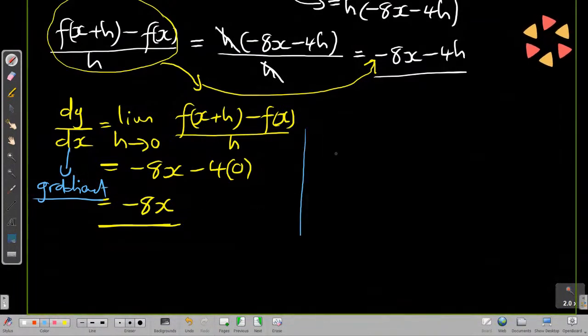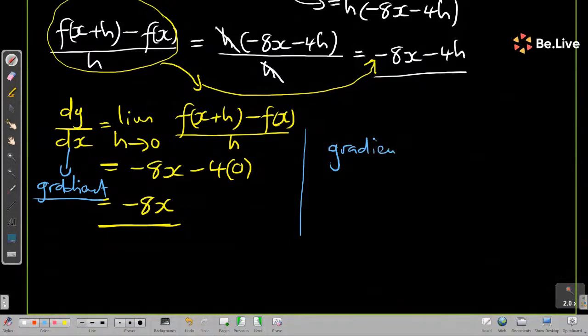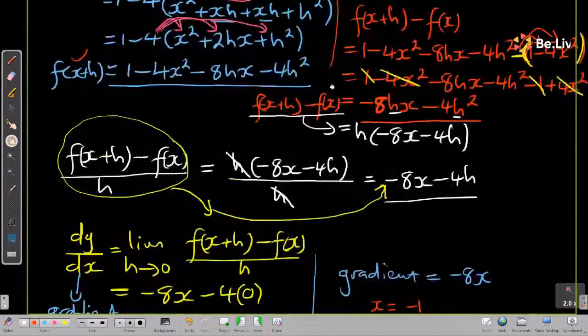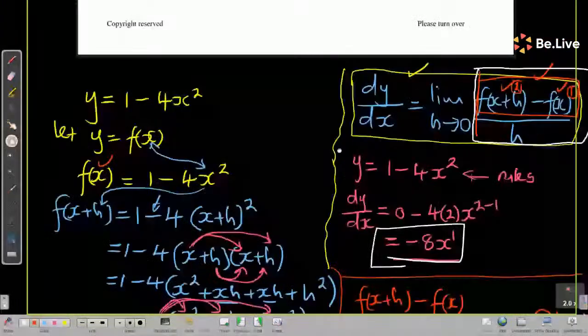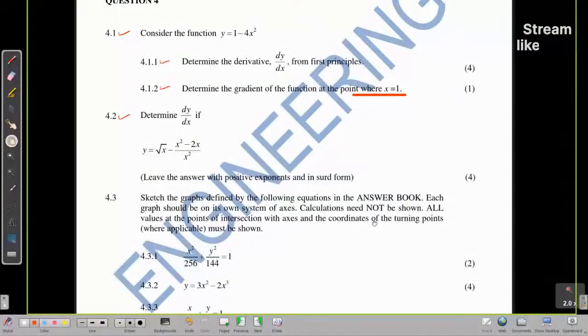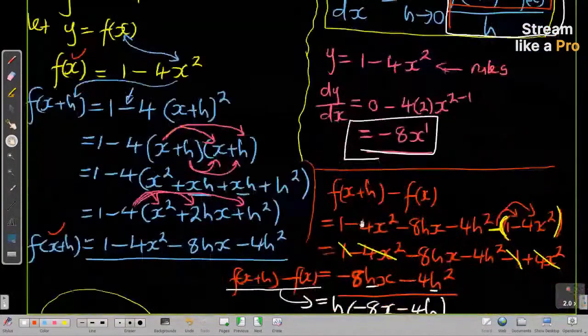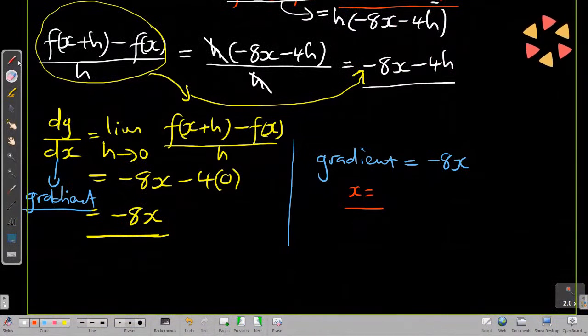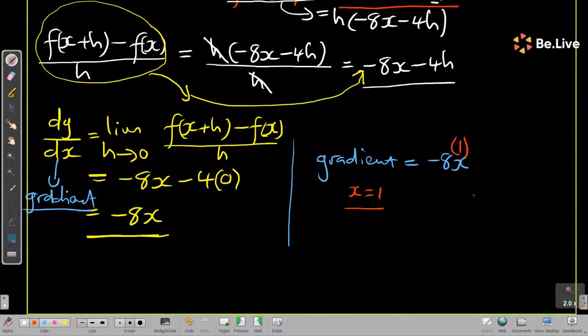So in here they are saying you can write it and say gradient is equal to minus 8x, and they tell you that at the point where x is equal to, is it negative 1 or 1? Let me just check again the question that they were asking. The gradient where x is equal to positive 1, not negative 1. So in here, you just have to substitute, when x is equal to 1. So you just simply come here and put x is equal to 1.